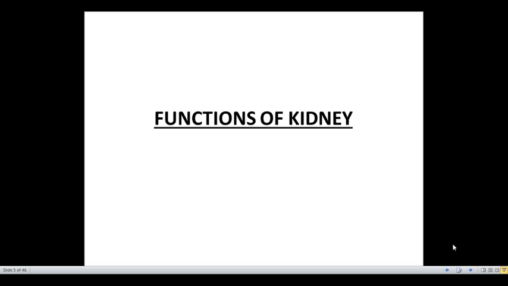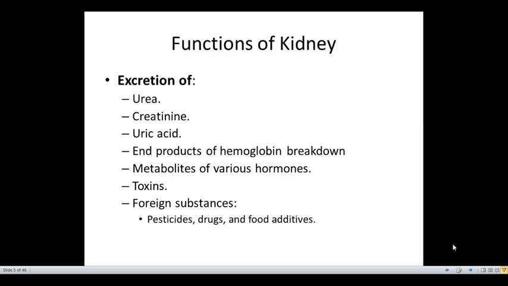Functions of kidney. Kidney causes excretion of urea, creatinine, uric acid, and products of hemoglobin breakdown, metabolites of various hormones, toxins, and foreign substances like pesticides, drugs, and food additives.